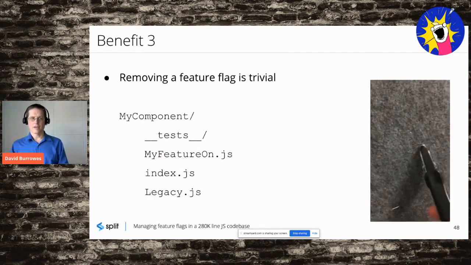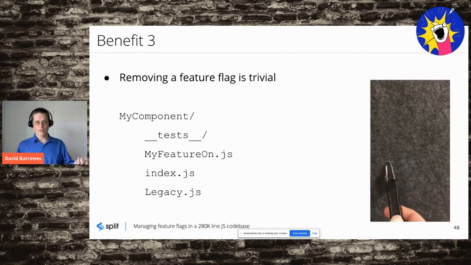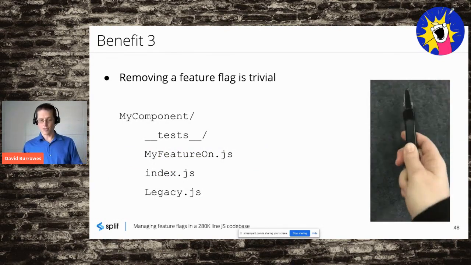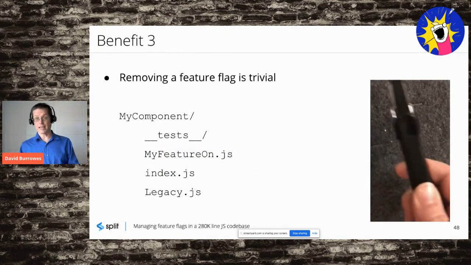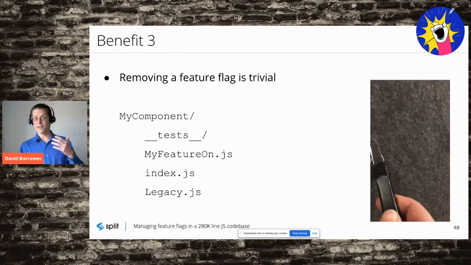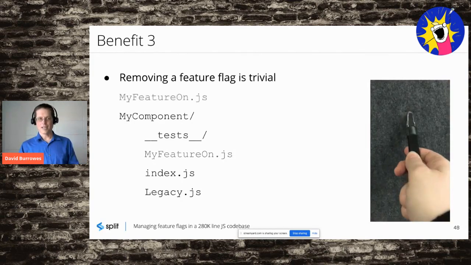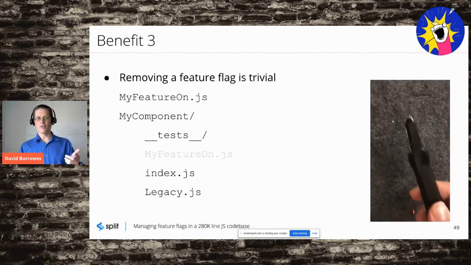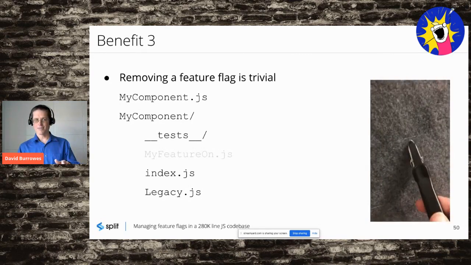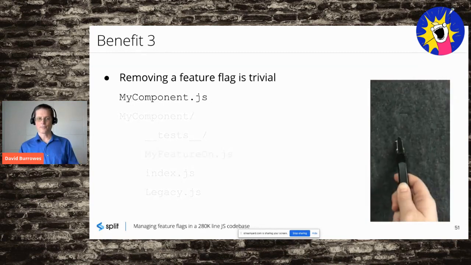A third benefit here is that removing a feature flag, and conversely adding a feature flag, is trivial. So let's look at this directory structure again. If I decided I don't want this feature flag anymore, I've rolled this feature out and everyone's happy with it, or conversely, they hate it and I want to use the legacy version only, what I do is I move the component I want to keep out, I rename it to the new name, and then I delete the directory.